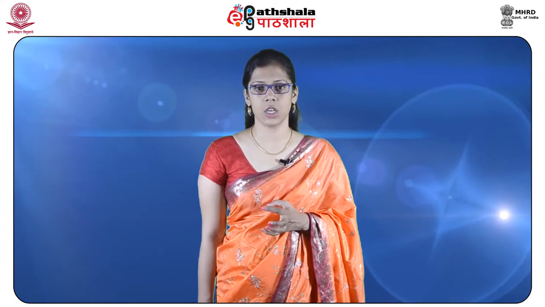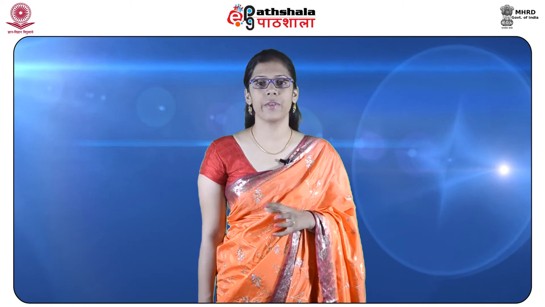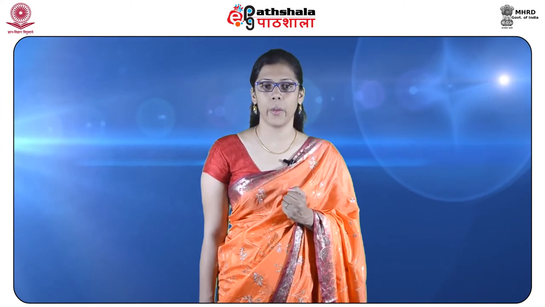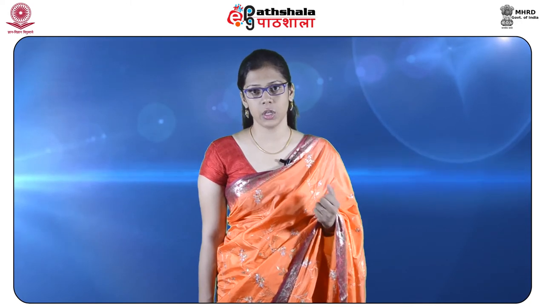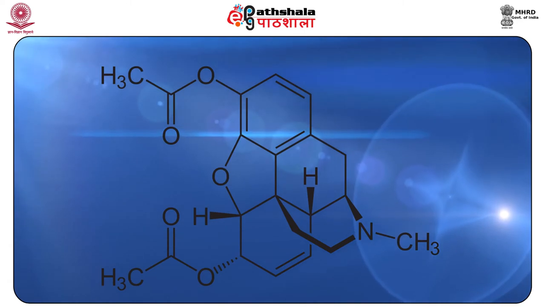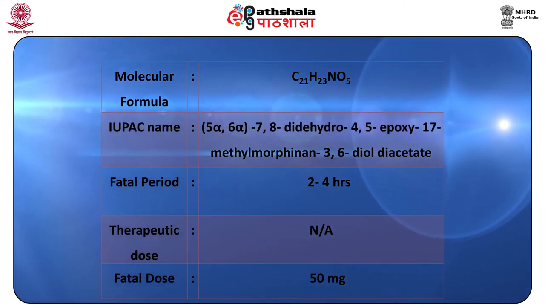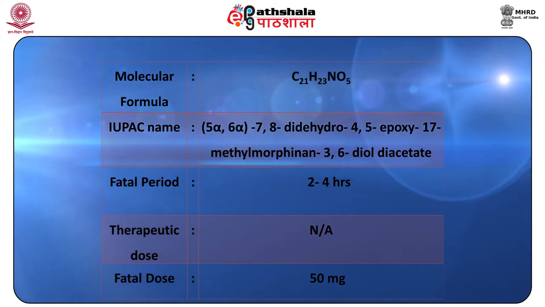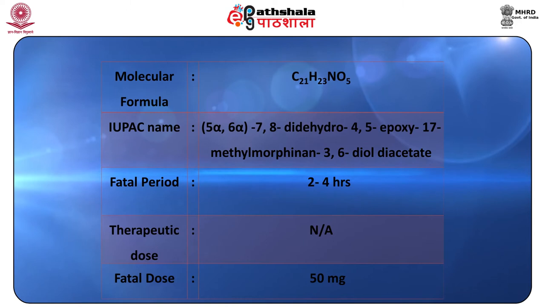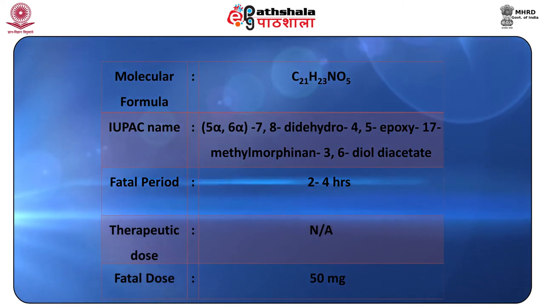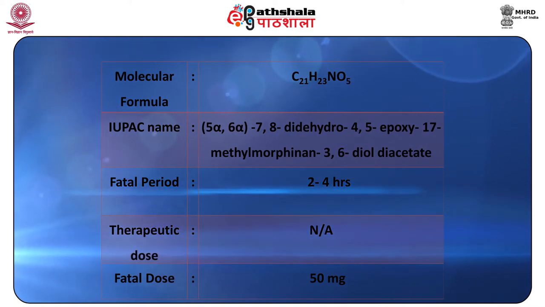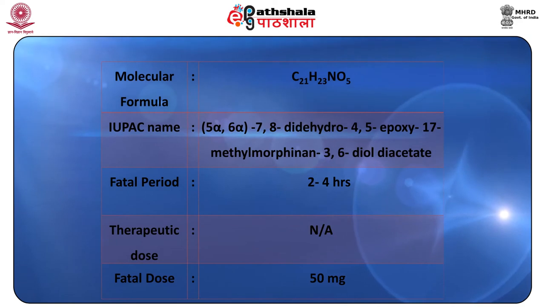Heroin itself is not an active drug, but when introduced into the body, it gets converted into morphine. Heroin is completely transformed to morphine through first pass metabolism, resulting in deacetylation when injected. The molecular formula of heroin is C21H23NO5. The IUPAC name is 7,8-didehydro-4,5-epoxy-17-methylmorphinan-3,6-diol diacetate. The fatal period is 2 to 4 hours, therapeutic dose is not applicable, and the fatal dose is 50 mg.